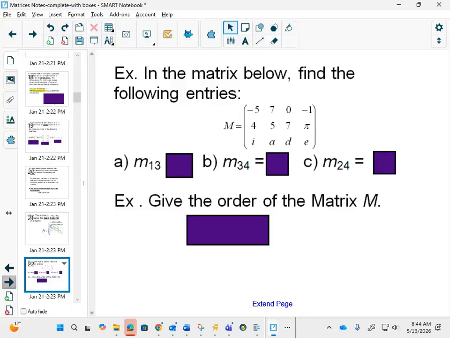So I'll give you a 5-second head start. Can you write down, if that is capital M matrix, what is element M13? M34, M24. And what's the order of that matrix?